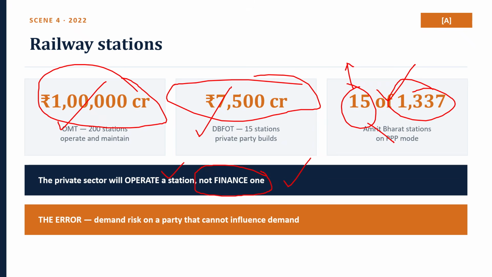And point three, the three real difficulties. Land title and encroachment on railway land, which is the standard reason these projects stall. Operating during construction: a station cannot close, so every project is a brownfield build on a live asset. And demand risk that is not the concessionaire's to manage. Footfall depends on the train timetable, which Railways controls. A concessionaire carrying commercial risk on a variable he cannot influence will discount his bid heavily. So that is a risk allocation error, and naming it is exactly the vocabulary the concession section built. So the error is what? Demand risk placed on a party that cannot influence demand.